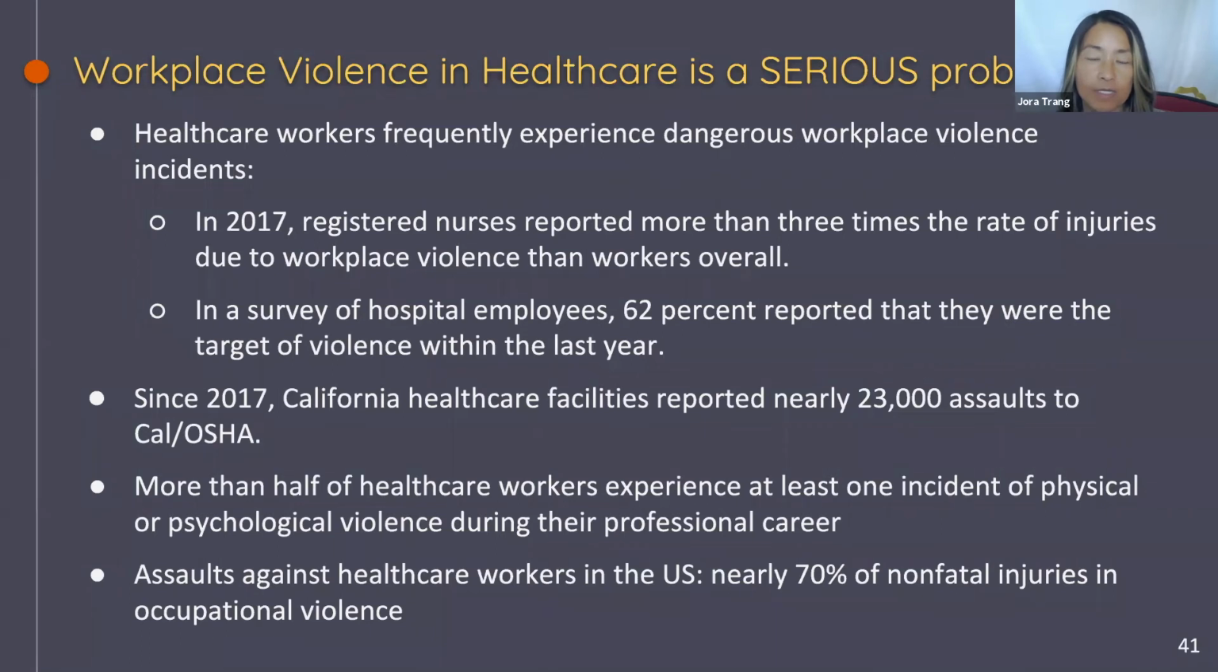Since the workplace violence and healthcare standard was passed, which I'll tell you a little bit more about in a sec, the different employers and facilities that are in the scope have to report all incidents to Cal OSHA. And in 2017, 23,000 incidents of assault were reported. This does not take into account all the other incidents that might not have been reported to Cal OSHA specifically. So next slide, please.